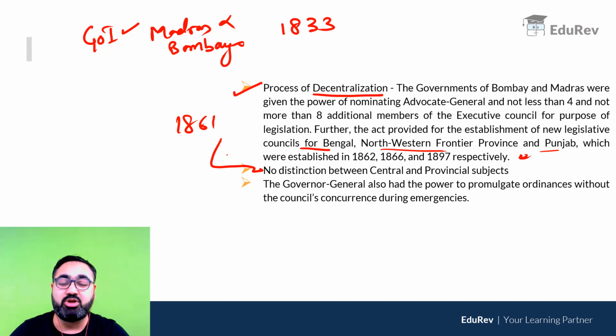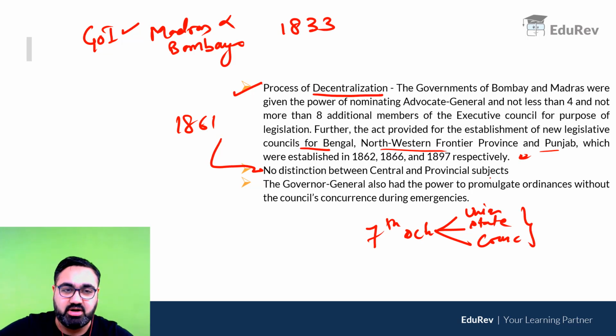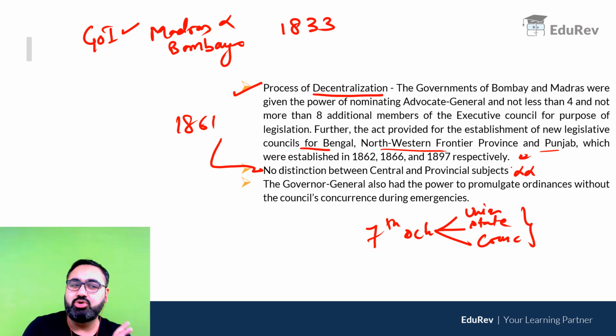जो आज के टाइम पे you have the 7th schedule in the Indian Constitution, you all know 7th schedule which has 3 lists, the union list, state list and concurrent list. कि कौन किस पर law बनाएगा. This division was not there in the 1861 Act. 1861 के टाइम पे कोई division नहीं था कि central government will make laws on this and the state government will make laws on this. There was no division as such.